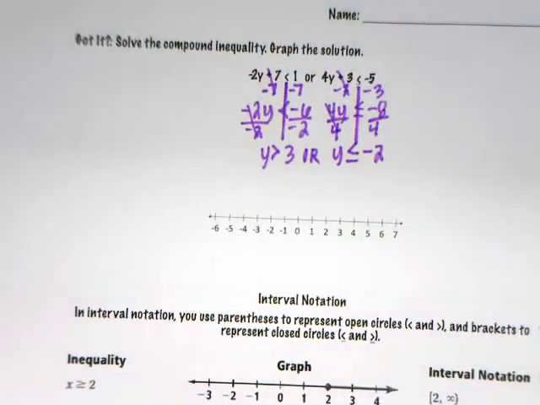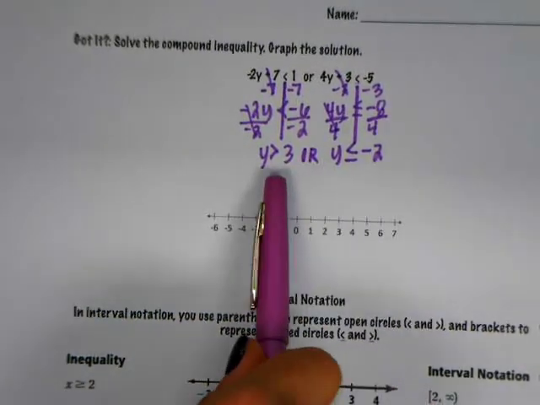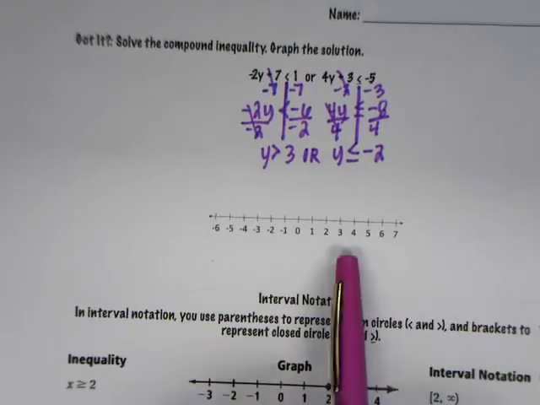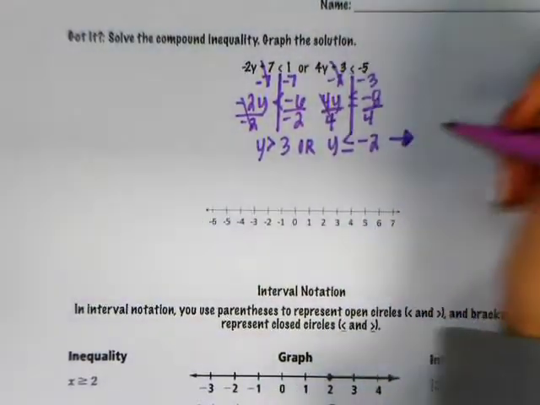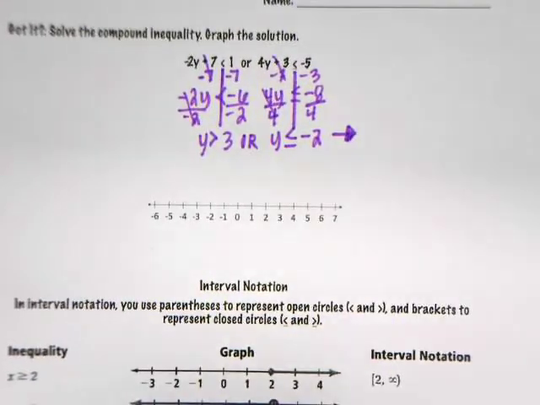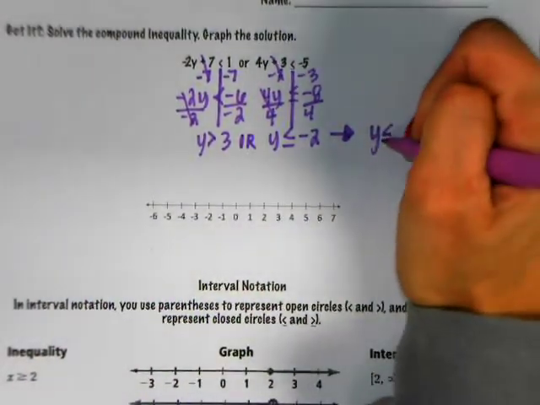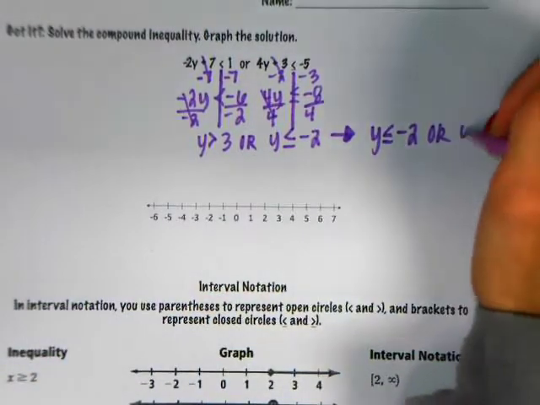Okay, so when I'm looking at this, does the smaller number come first? No, right? So this isn't going to match up to the graph. So I'm just going to reorder this and put the smaller number with the less than first. So y is less than or equal to -2, or y is greater than 3.